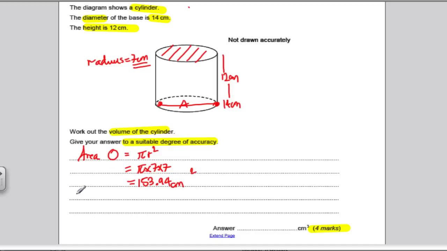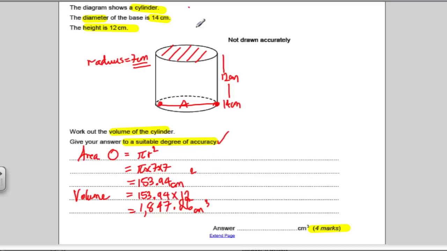Okay, and now to work out the volume, it's the area times by the depth. So you do that number, 153.94 multiplied by 12, and you would get 1847.26, and the unit centimeters cubed. Now, that would get us 3 marks.